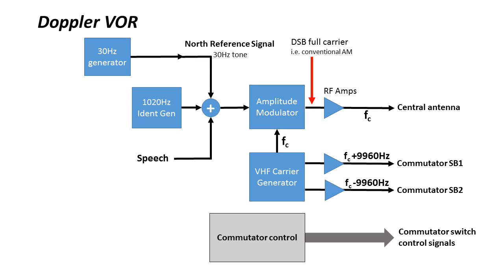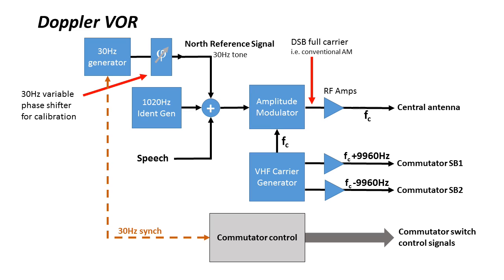This must appropriately sequence and provide the drive signals for the pin diode RF switches in the commutator. I've shown here a dotted line marked 30 Hz sync. This signifies that somehow the 30 Hz reference sine wave and the 30 revs per second commutation speed must be locked together. I've shown a variable phase shifter in the output of the 30 Hz generator. This allows the precise difference to be set between the commutation signals and the reference to allow for calibration of the nav aid against magnetic north.